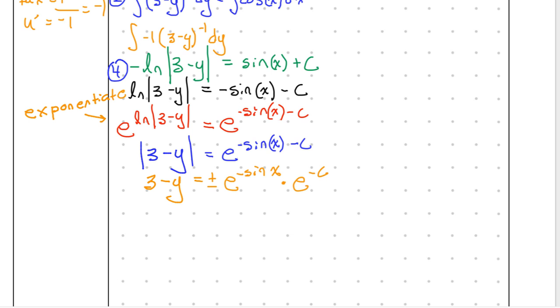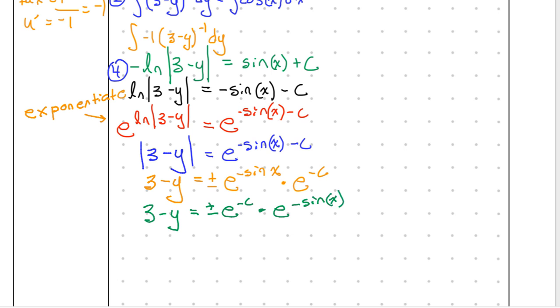So I'm going to switch these two around because there's the multiplicative property of association. So I have this plus or minus e to the negative c times this e to the negative sine of x. I know what e to the negative sine of x is. I can solve for that. I know that guy. So maybe I should write this out as a separate step. I'm just going to switch these two. So I now have 3 minus y is equal to plus or minus e to the negative c times e to the negative sine of x.